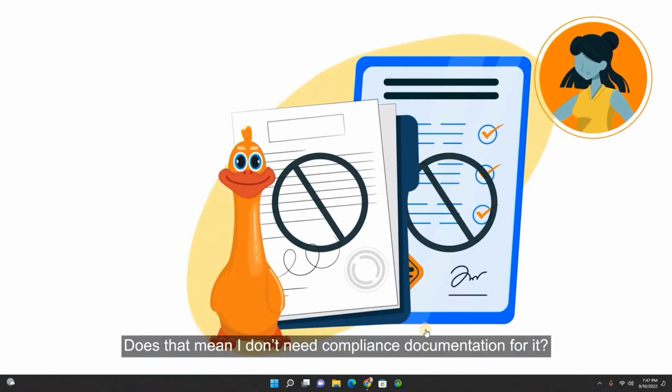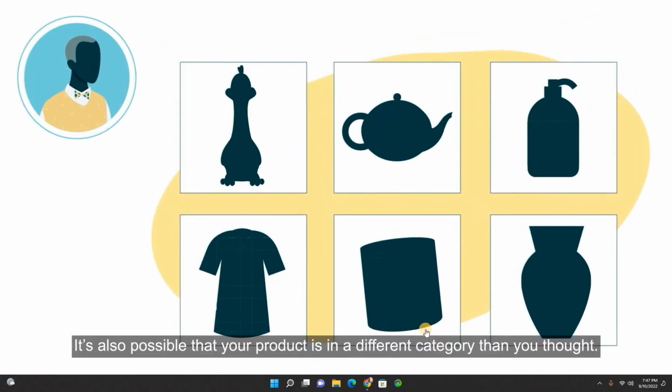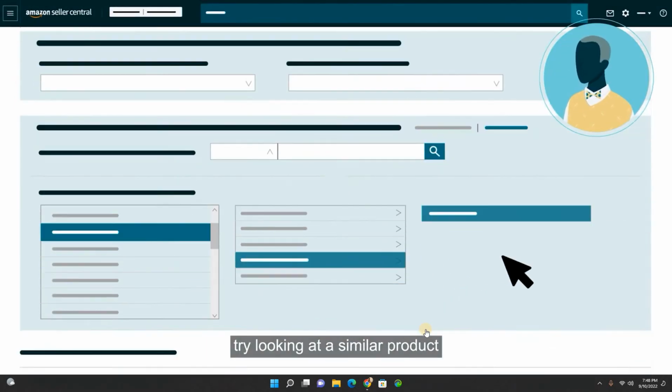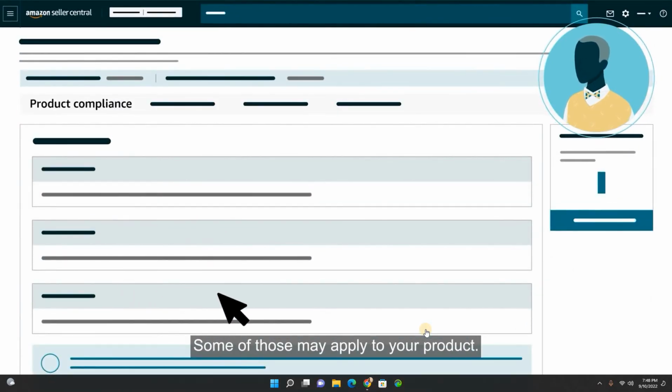Does that mean I don't need compliance documentation for it? Not always. It's also possible that your product is in a different category than you thought. If you can't find your product, try looking at a similar product and see what compliance documents are there. Some of those may apply to your product.